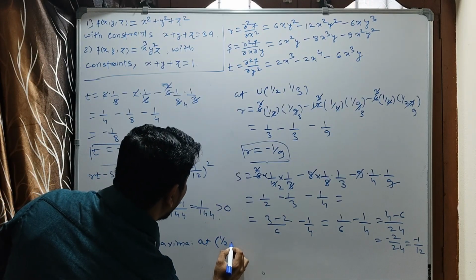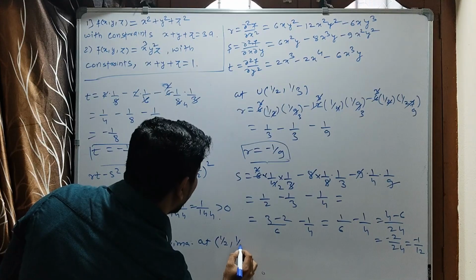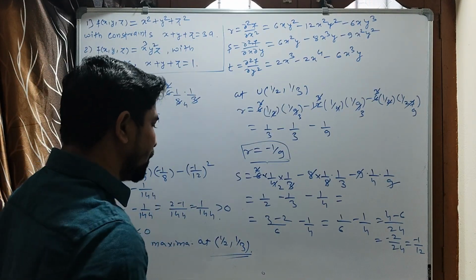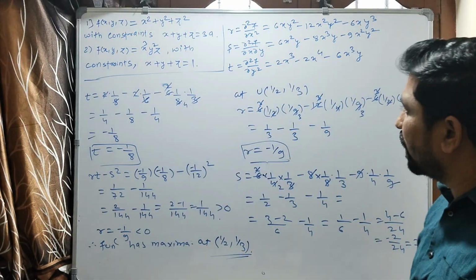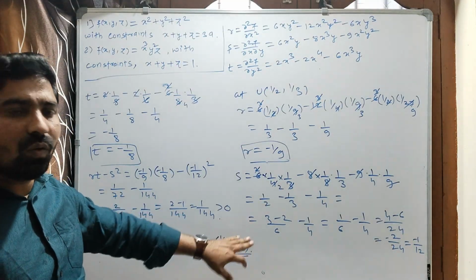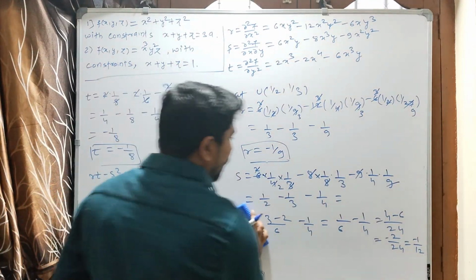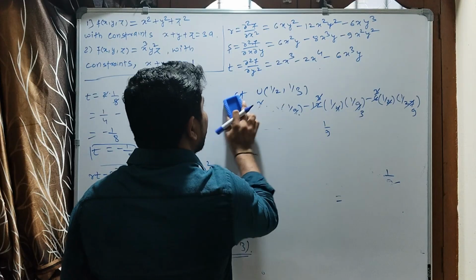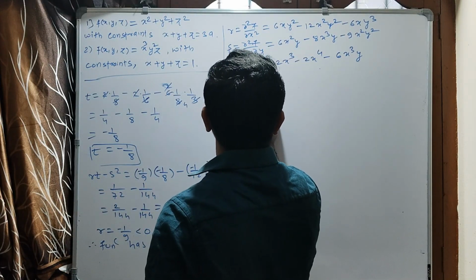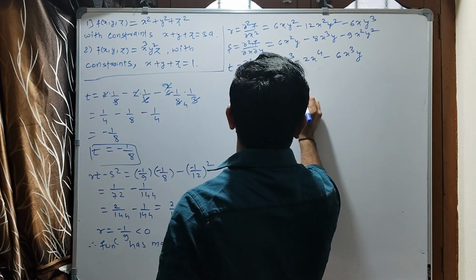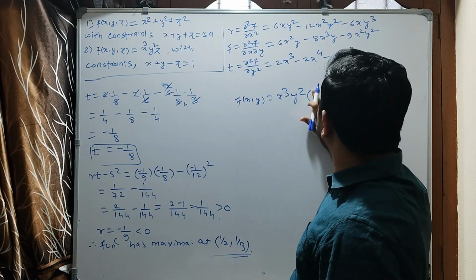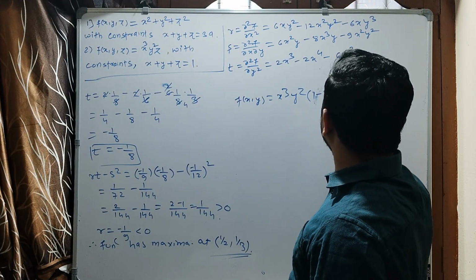Therefore function has maxima at 1 by 2 comma 1 by 3, with maximum value. So we have to find the maximum value of your function at this point. So here how to find? Tell me the function. Here the function is f of x comma y equal to x cube y square into 1 minus x minus y.